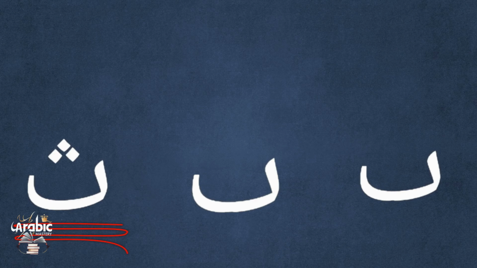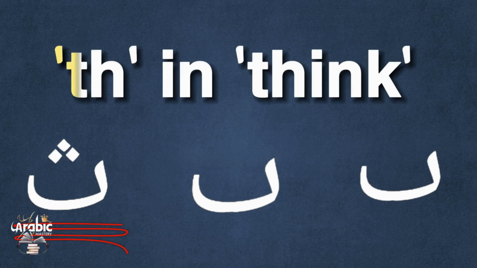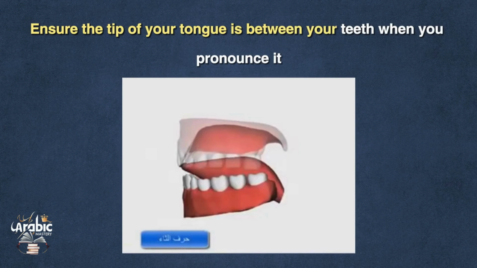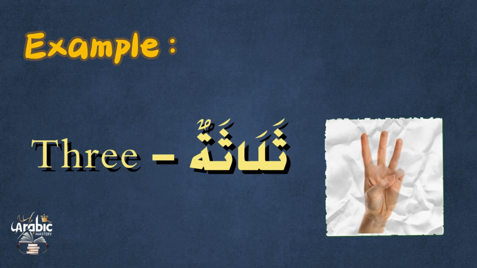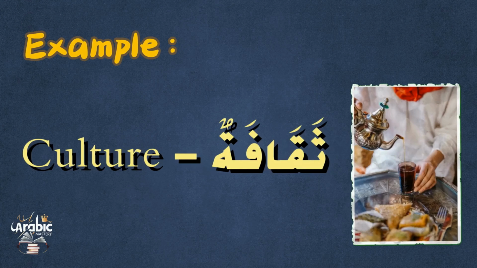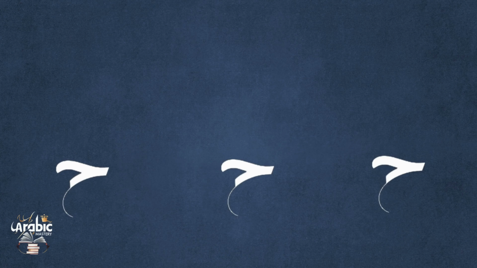The third one is Thaa. Place 3 dots above it. It is pronounced like the TH sound in think. In short, the tip of your tongue is between your teeth when you pronounce it. For example, ثلاثة, ثقافة.